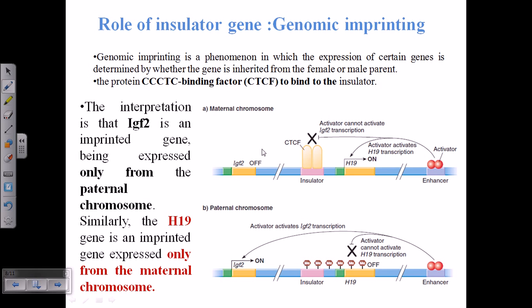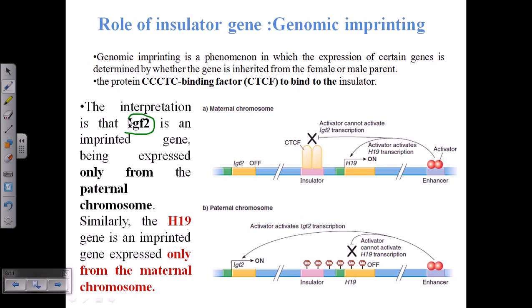Why? Because genomic imprinting is simply a phenomenon in which the expression of certain genes is determined by whether the gene is inherited from the female or the male parent. That means there are some genes present in our body that can only be expressed from the paternal chromosome, and obviously there are some genes that can only be expressed from our maternal chromosome, that cannot be expressed from both the chromosomes, right? So these are some specific genes.